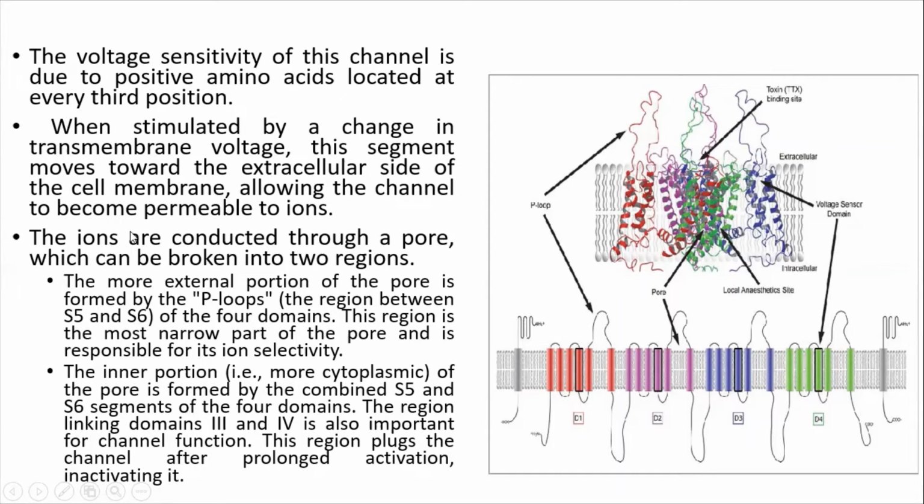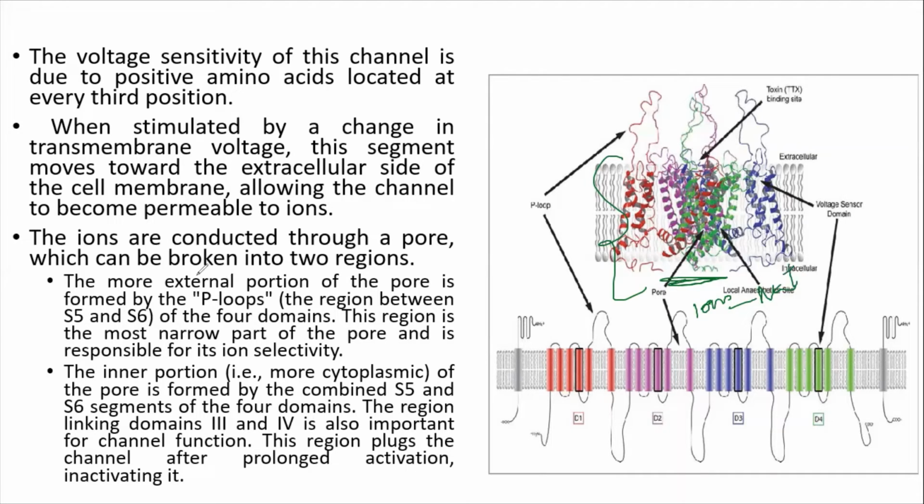Okay. Now, when it is stimulated by a change in the transmembrane voltage, this segment moves forward and the extracellular side of the cell membrane, allowing the channel to become permeable to ions. So what is happening? When stimulated, इसका मतलब क्या? जैसे ही आपका membrane potential change हो रहा है. Okay. So that change in the membrane voltage is being understood by this Na plus channel. So when there is a change in the membrane potential, it is allowing this channel to become permeable to the ions. Now here which ions? It is the Na plus.